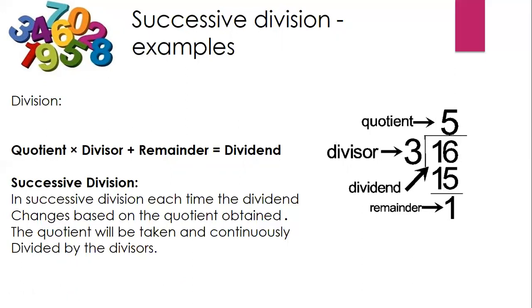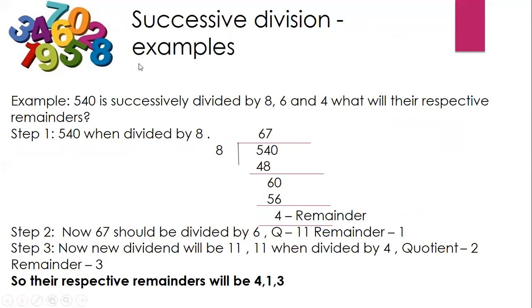So we'll just take the quotient. Now here we have 16 when divided by 3, we got quotient as 5. Successive division means in the second step when I'm going to divide, this 5 will become my dividend. Then the 5 has to be divided by the divisor. Okay, so now we'll take an example.